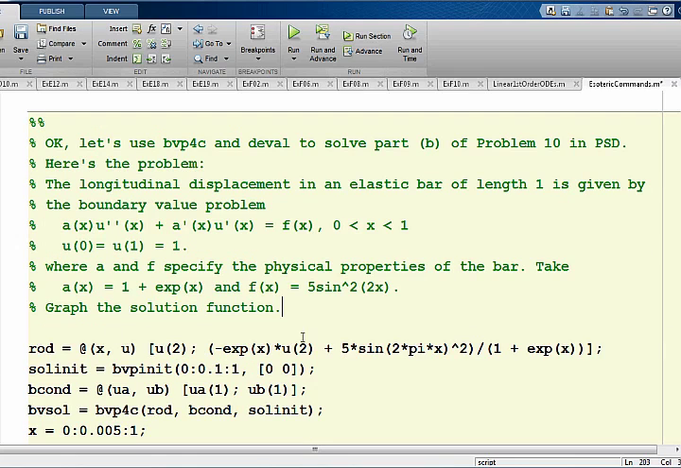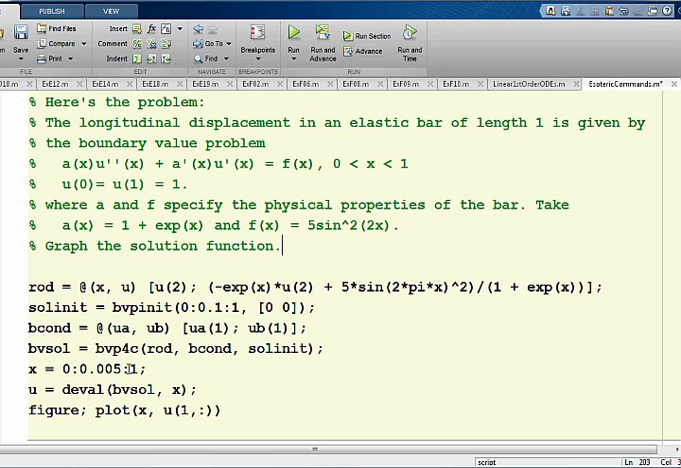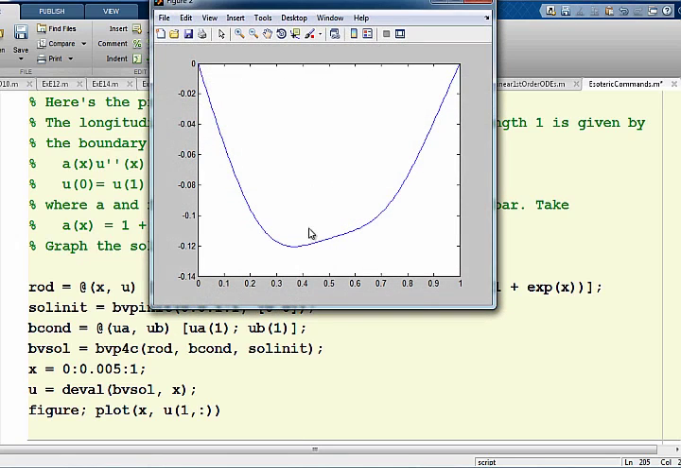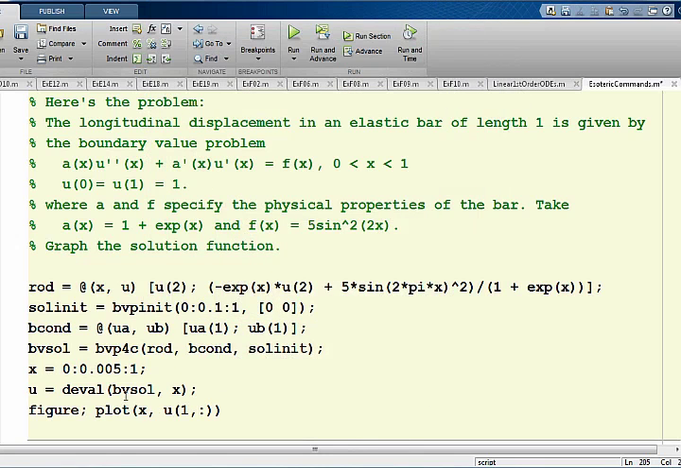So there's my differential equation written as a system. Same commands as specified above. I solve between 0 and 1 in step sizes of 0.005, and let's see what the bar looks like. Right? It's denser as you go to the right, so it's not as elastic, and so there's one hand and there's the other hand, but because of the inelastic properties of the bar, it stretches more on the left-hand side than the right-hand side. So I've now illustrated the boundary value solver, bvp4c, and another use of deval.